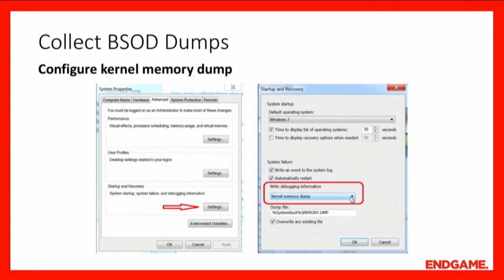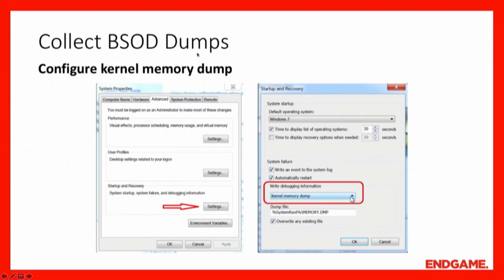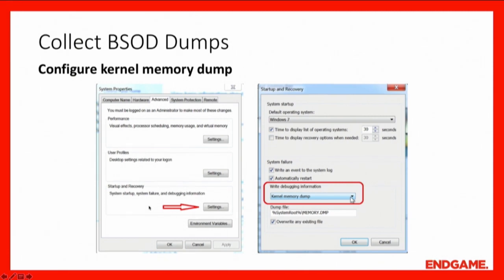Next thing we need to know is how to collect BSOD dumps. All the detailed steps are also in my blog post. In case you are not able to see the windows here, basically you go to the target system you are about to debug, and then configure the startup and recovery settings there. And in that drop-down list, you choose kernel memory dump.